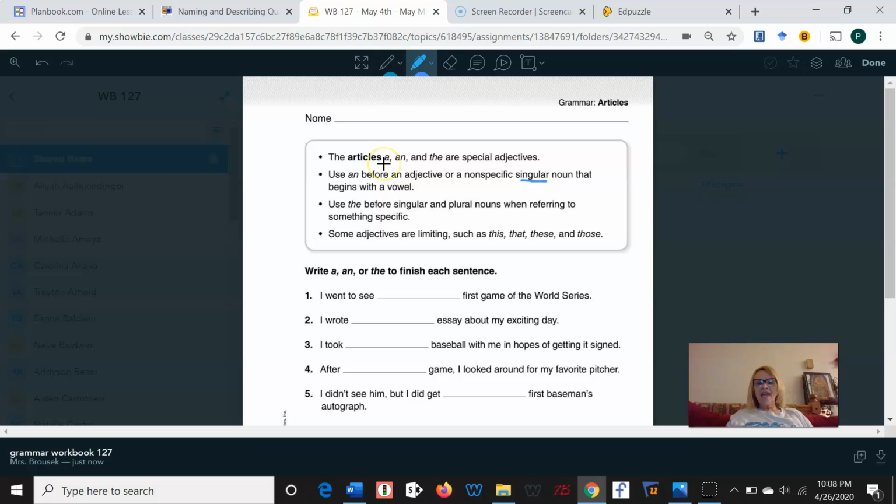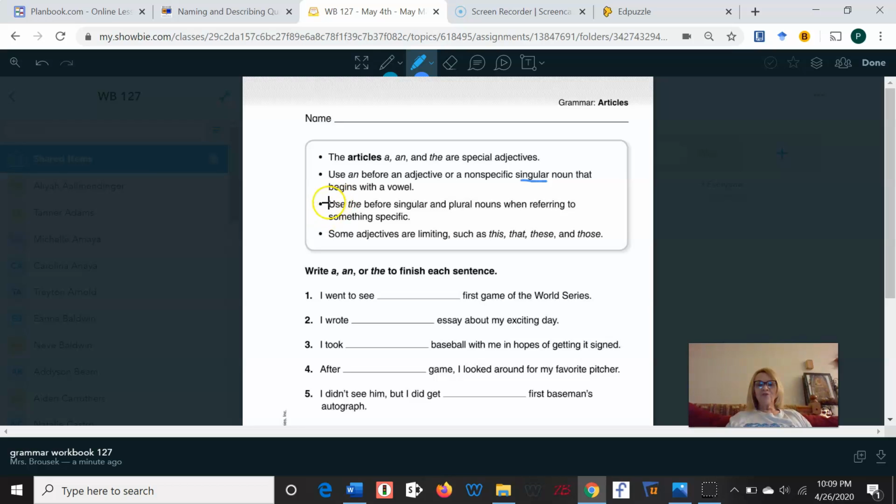Okay, we use a. They don't give us a bullet for a. We also use the article a with singular nouns. But this time we use them with singular nouns that begin with consonant letters. So every other letter, so it's going to be B, C, D, F, G, H, J, K, L, M, N, P, Q, R, S, T, V, W, X, Y, Z. Those are going to be the ones that you would use the article a. So again, it would be a singular noun beginning with a consonant.